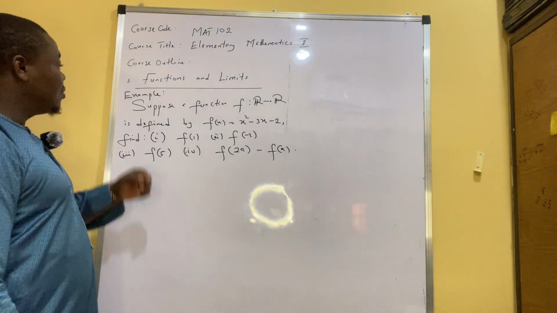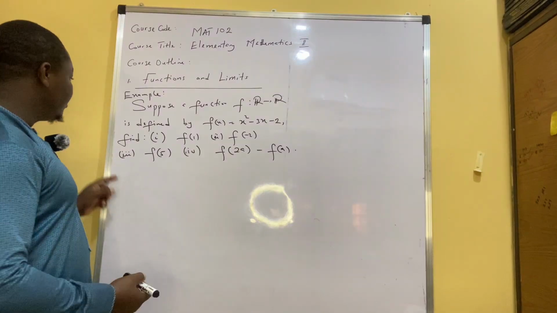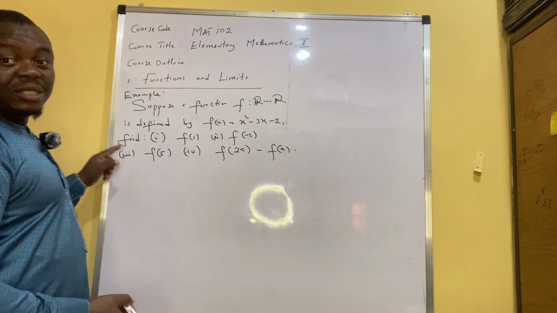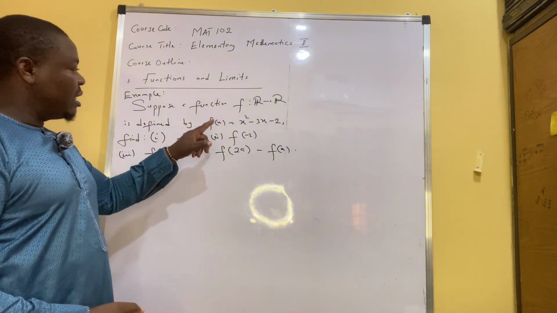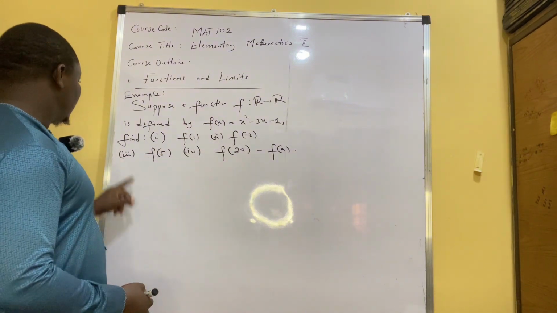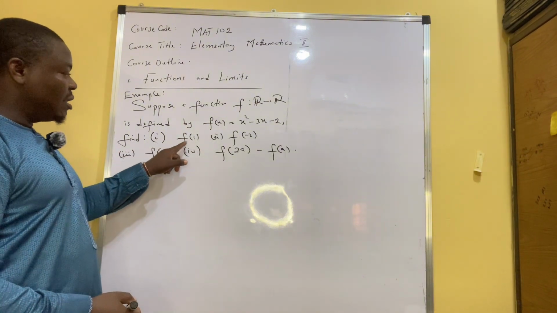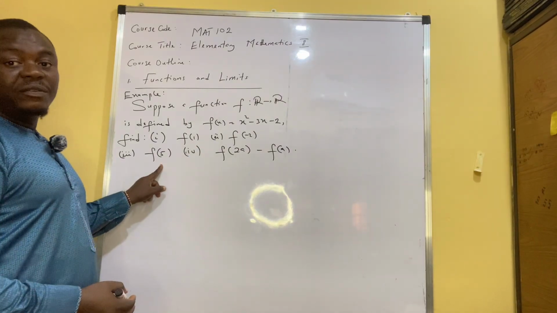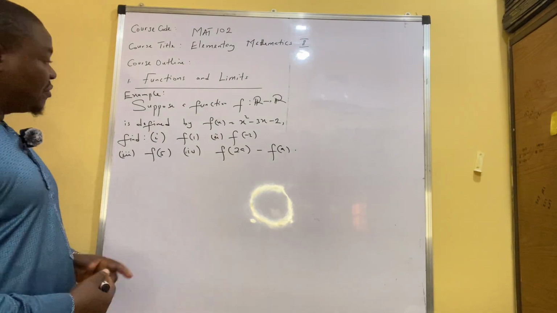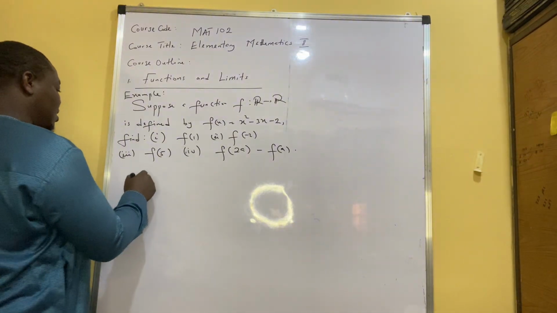For example, suppose a function F from the set of real numbers into the set of real numbers is defined by f of x equals x squared minus 3x minus 2. Find (1) f of 1, (2) f of minus 2, (3) f of 5, and (4) f of 2a minus f of a. Okay, so let's start. How do we do this?